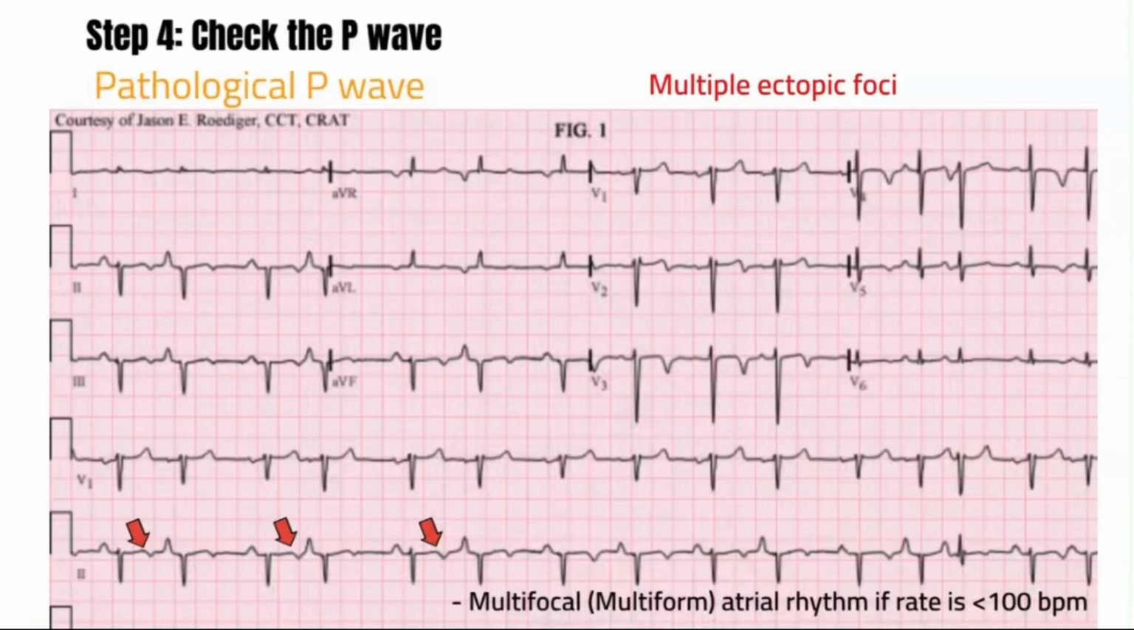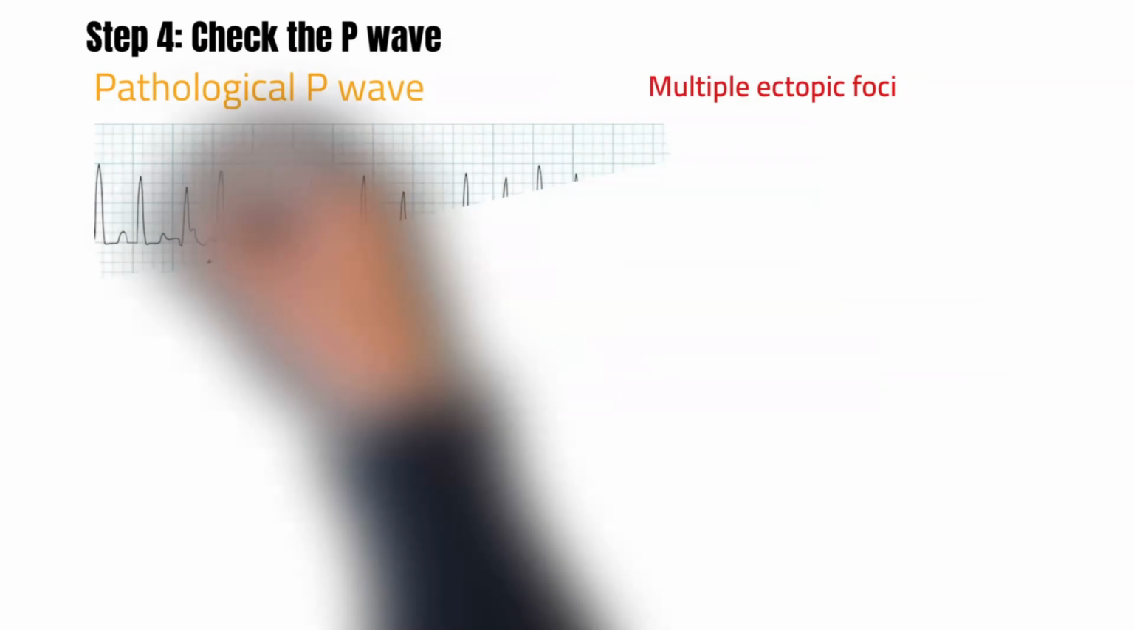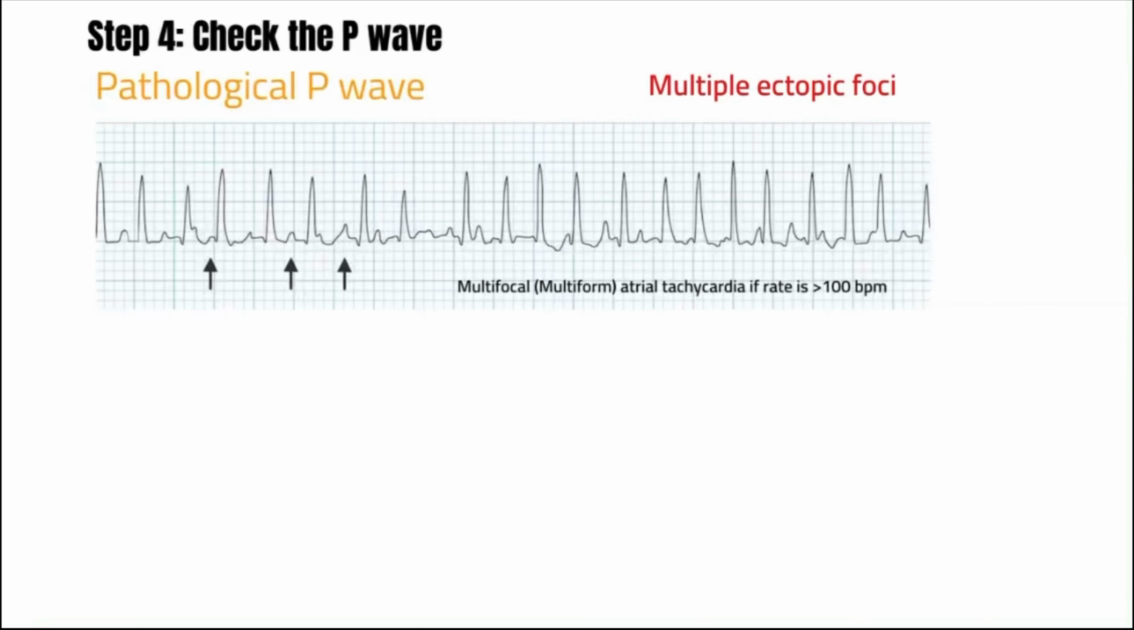This is an example of multifocal atrial rhythm. Take a look at lead 2. It seems to have multiform P waves and the rate is less than 100 beats per minute. And if the rate is over 100, it is multifocal atrial tachycardia and it appears like this. This rhythm is particularly common in exacerbations of chronic obstructive lung disease.